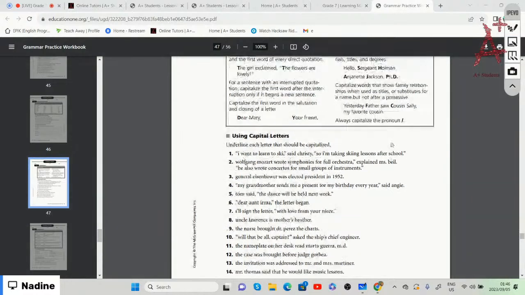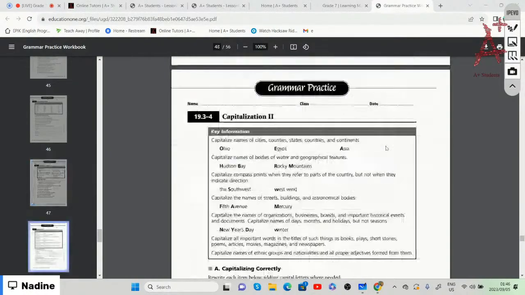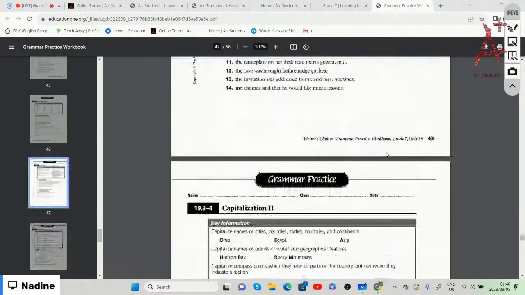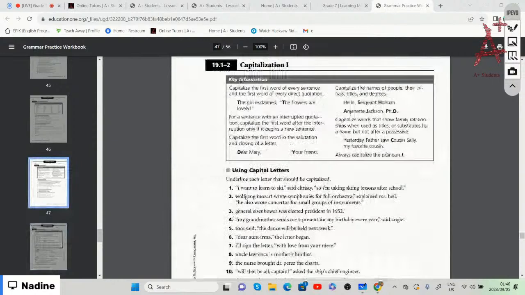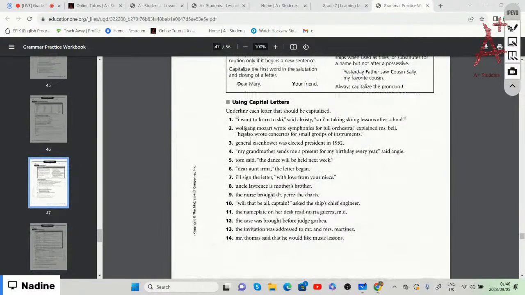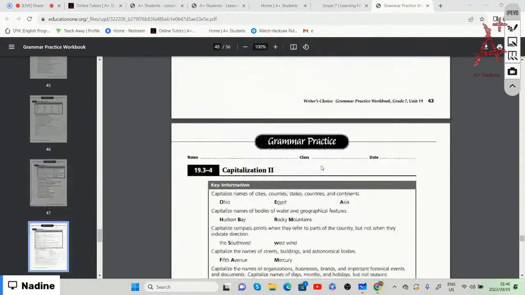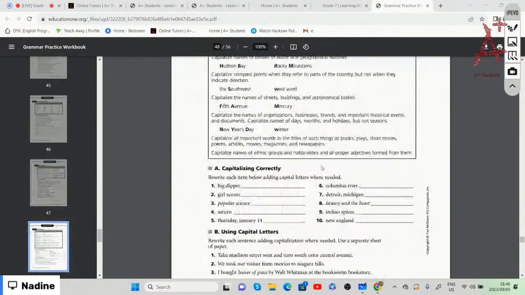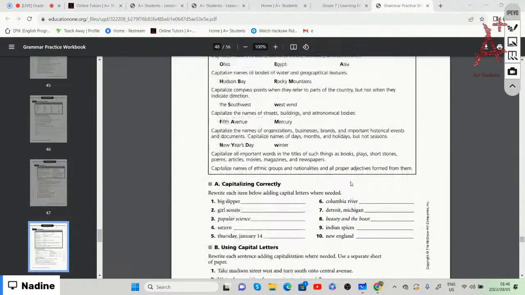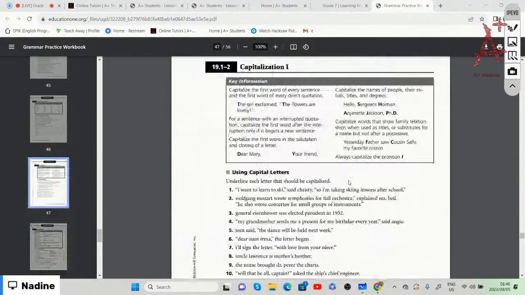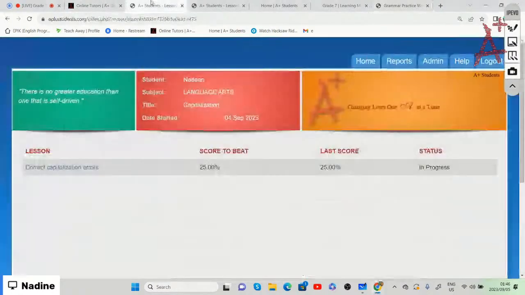You can continue on page 43 as well as page 44 in our A Plus Classes activities, right? And complete the rest of the sentences where we underline each letter that should be capitalized, as well as the capitalizing correctly on page 43 and page 44.